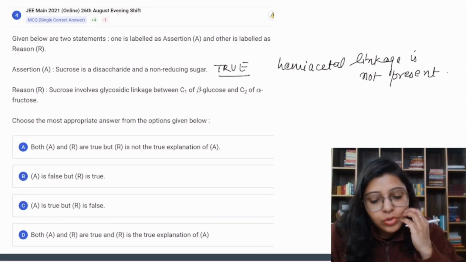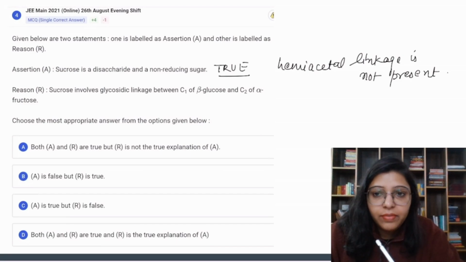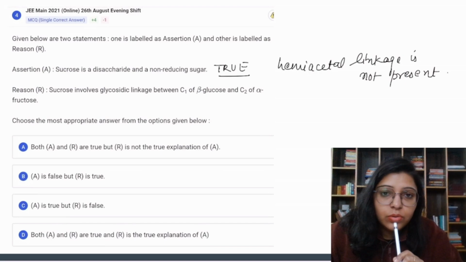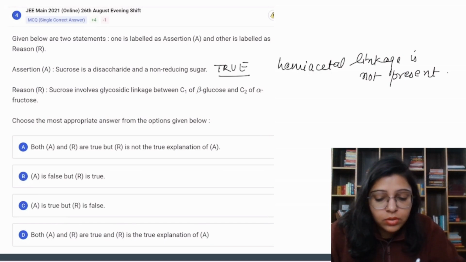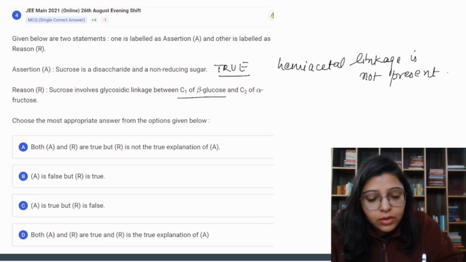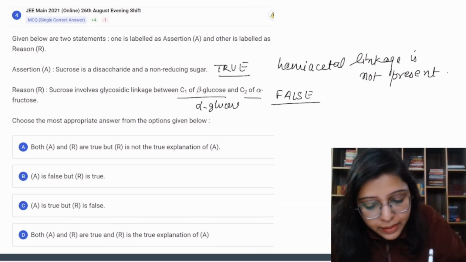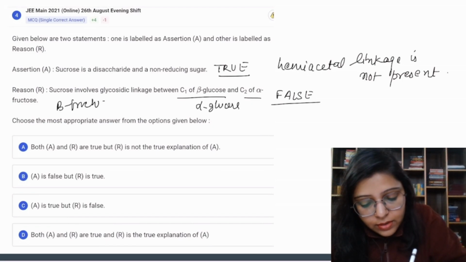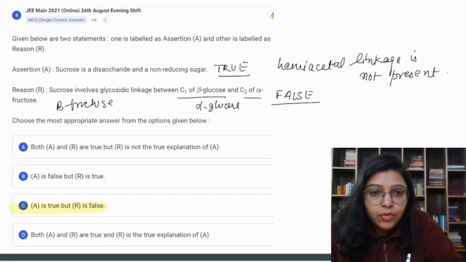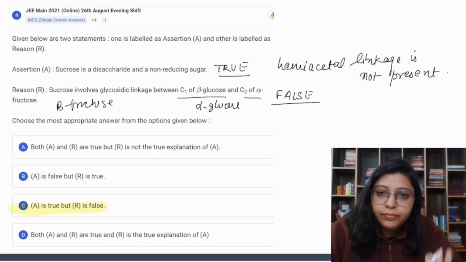Now, sucrose involves glycosidic linkage between C1 of beta glucose and C2 of alpha fructose. No, that is not true, because here we have alpha glucose and beta fructose. So the assertion is true and the reason is false. Clear? All the other questions are the same.